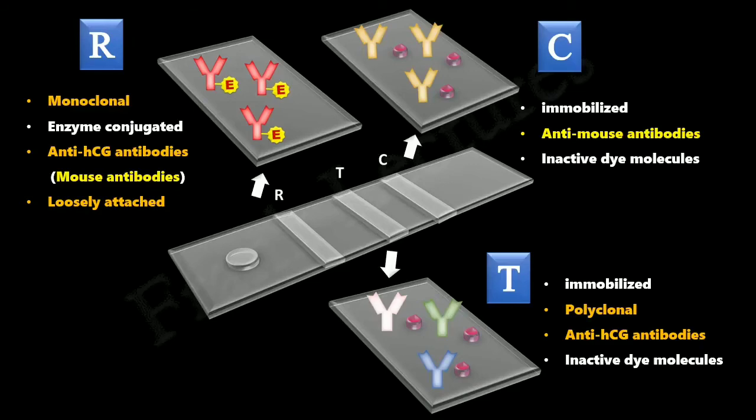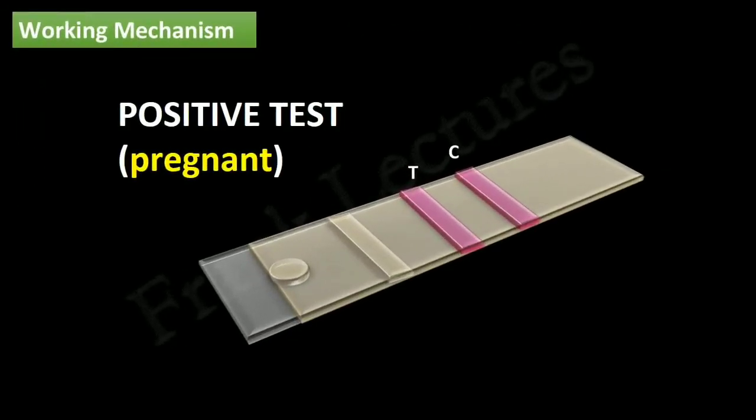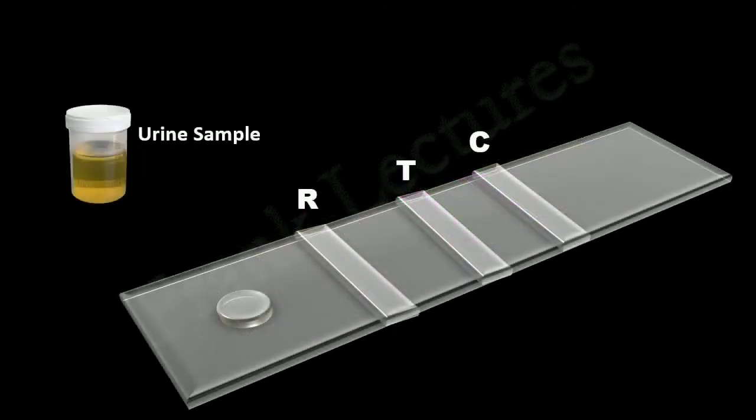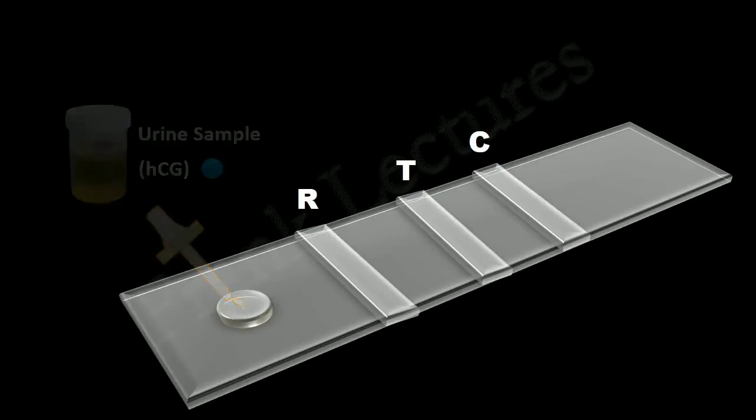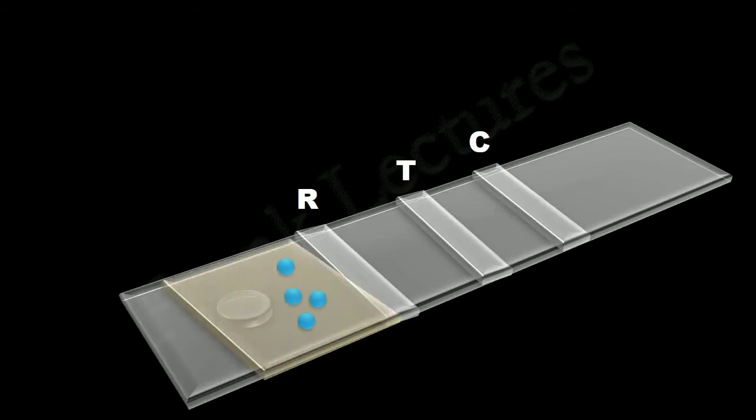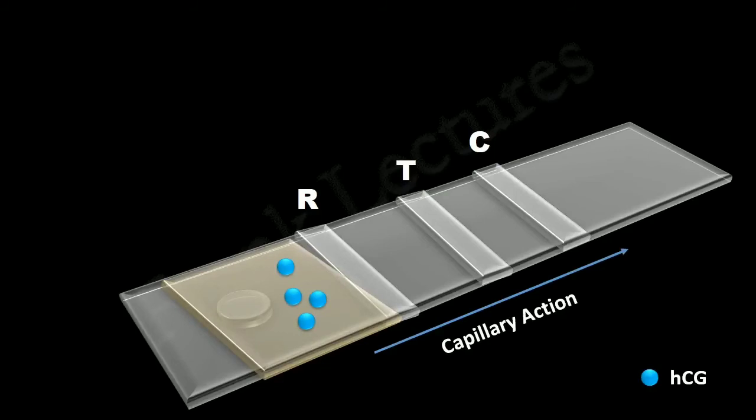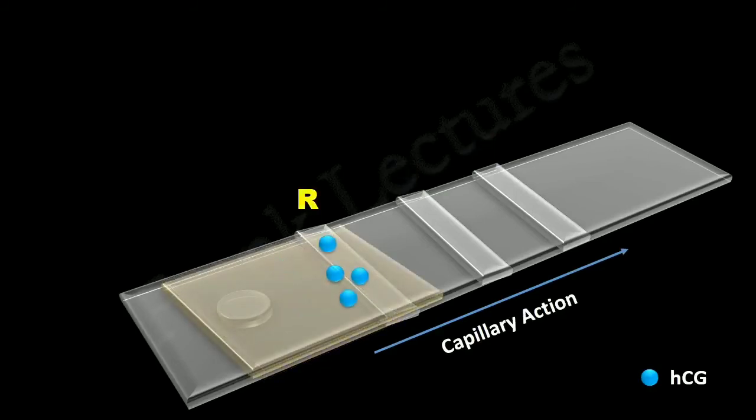Let's first understand the working of a positive pregnancy test. Urine sample is applied in the sample port of the pregnancy test strip. And here, we assume that the urine applied has been taken from a pregnant woman. Thus, HCG is present in this urine sample. These are HCG molecules. Urine is drawn up the strip by capillary action, and it arrives at the reaction zone.